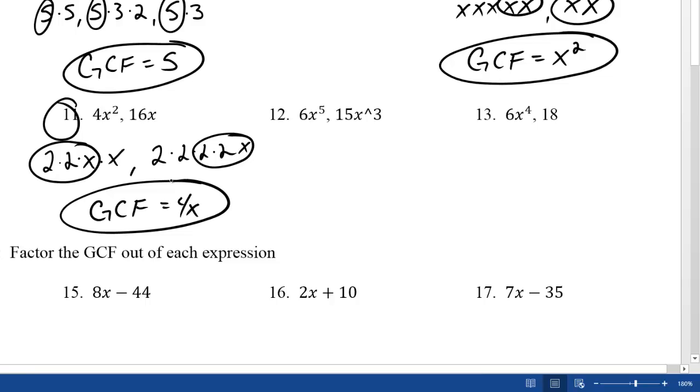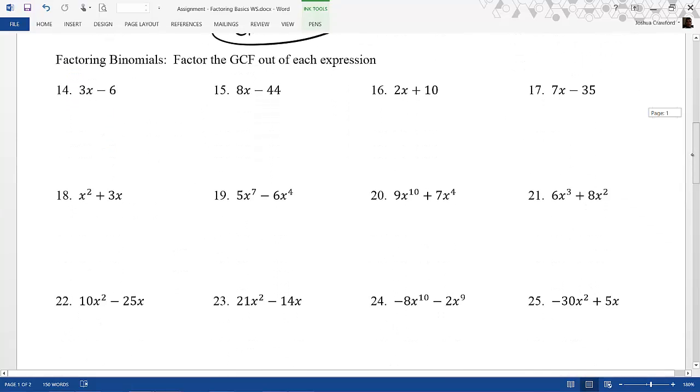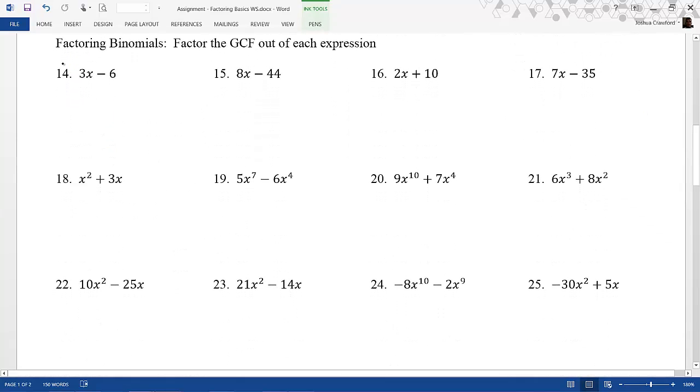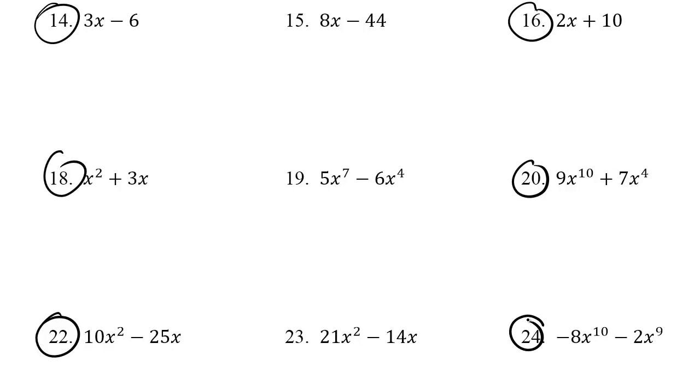Okay, any questions? Probably not. Okay, so next section we have factoring binomials. And we're going to go ahead and go over 14, 16, 18, 20, 22, and 24. Okay, so with factoring binomials, it's the same thing we just did before, but this time there's another step.